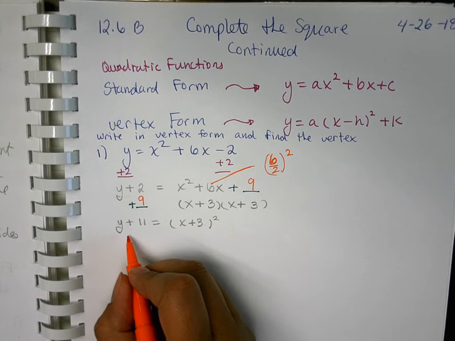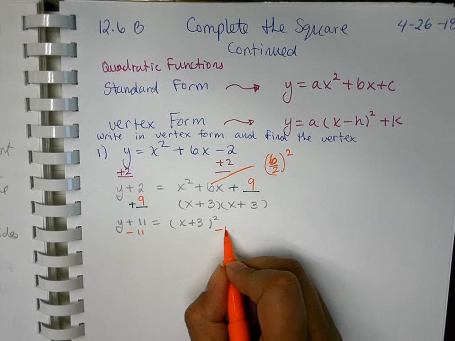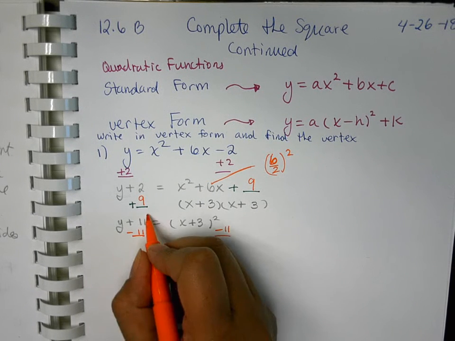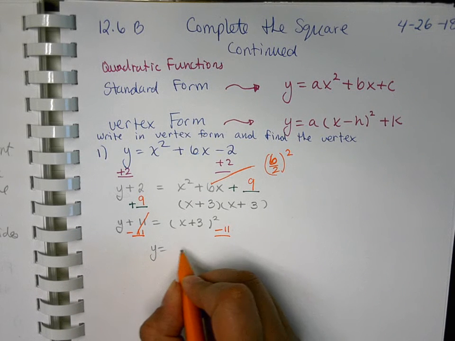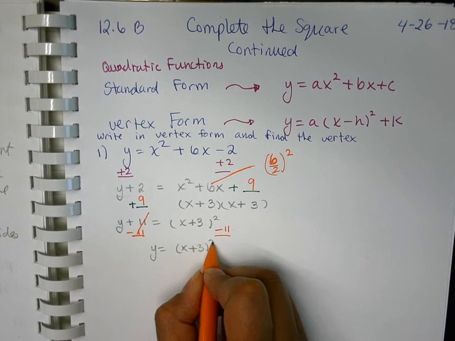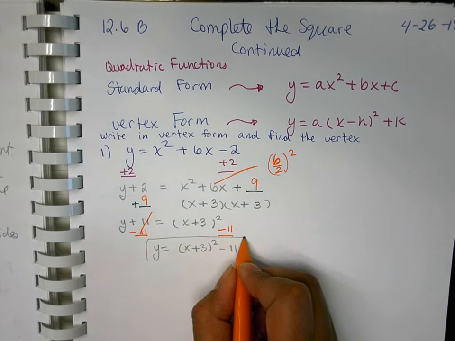Subtract the 11. Good job. Just get it back over. We just put it over there for now because it was in our way. But now that we're done factoring, we can put it back over. Y equals x plus 3 quantity squared minus 11. Look how beautiful that is.